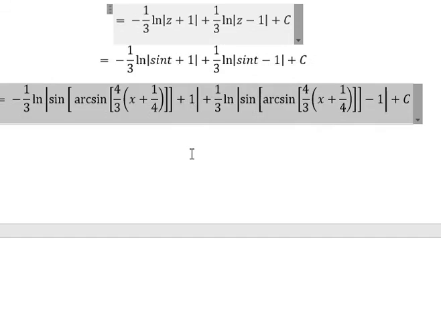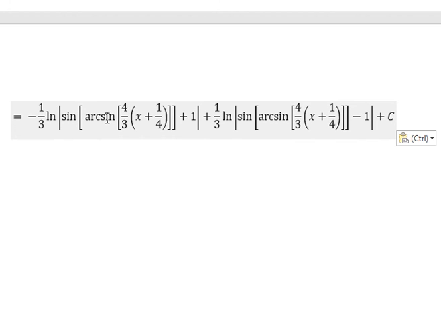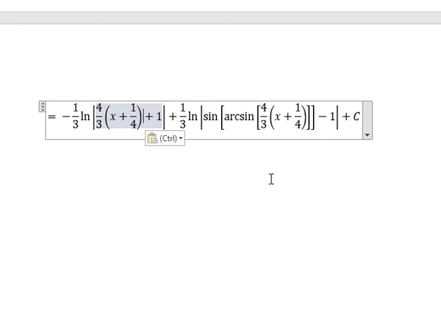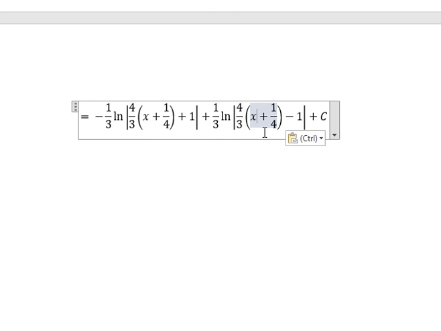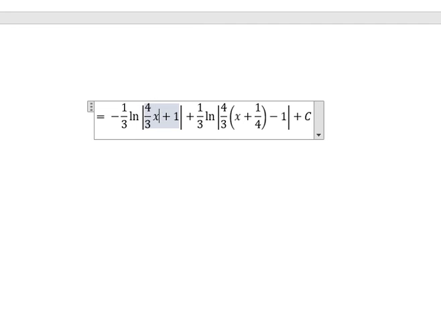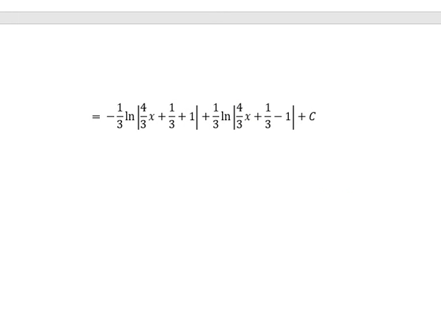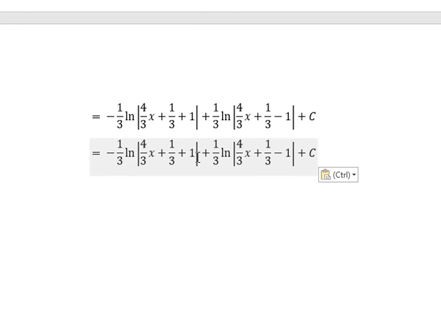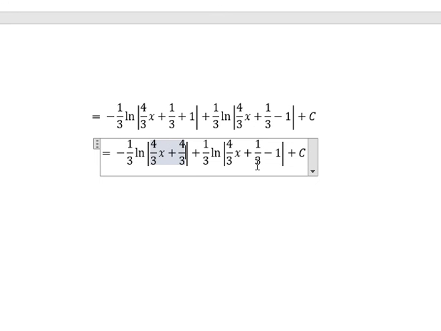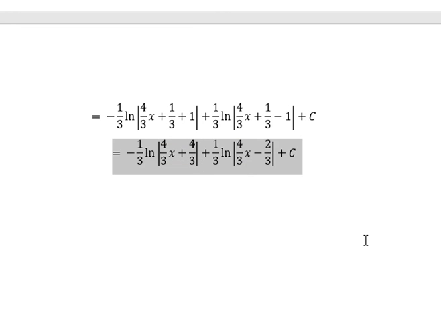Next, because we have sine and arcsine, we can put this one outside. 4 over 3 multiplied with x, you will get 4 over 3 x, and 4 over 3 multiplied with 1 over 4, you get plus 1 over 3. 1 over 3 plus 1, you get 4 over 3. 1 over 3 minus 1, you get negative 2 over 3. And here is the final answer.